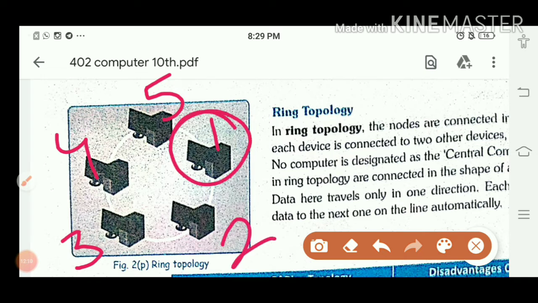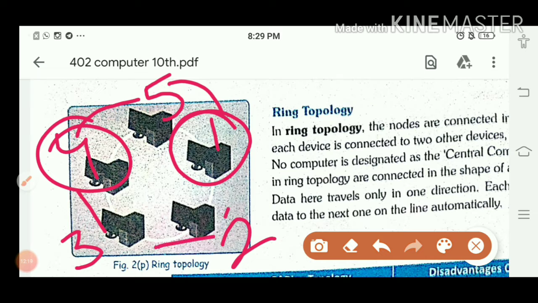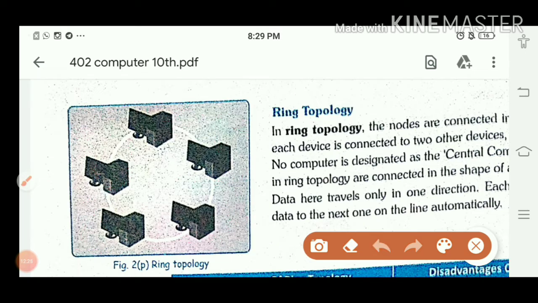Node 1 wants data from node 4. It will send its request to node 4 with the help of this node 5. Now node 4 is sending the data with the help of node 3, 2 and then 1. In this manner they all are sharing the information. ठीक है. So this one is ring topology.